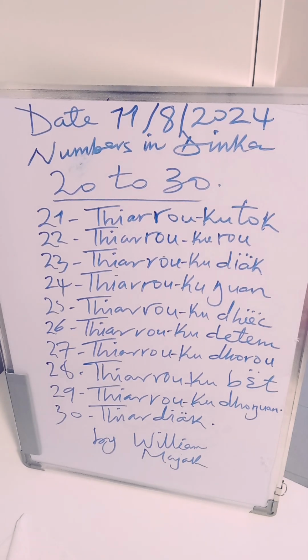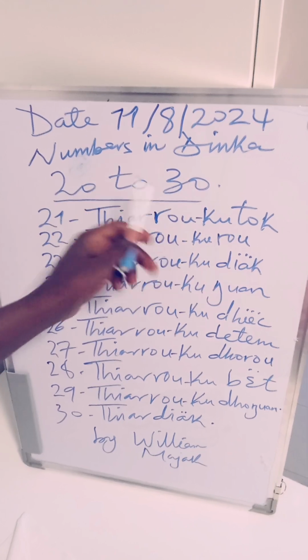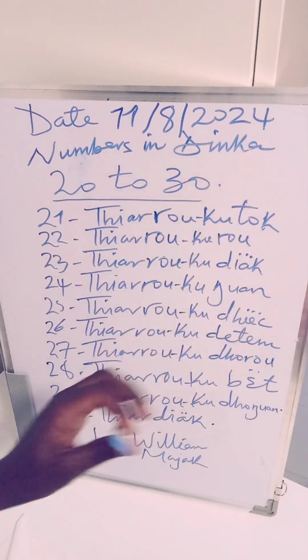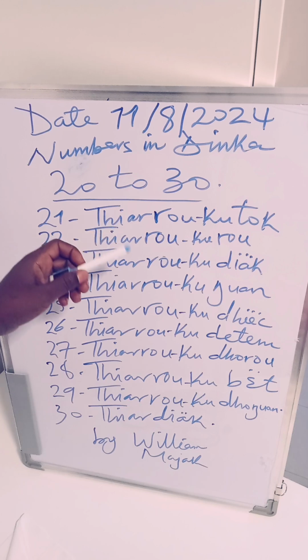This week we are only learning numbers in the Dinka language. Two days ago we learned numbers from 1 to 10. Yesterday we learned numbers from 11 to 20, and today we are going to learn from 20 to 30. So let us begin to read them from number 21 to 30. Watch the video to the end so that you can learn how to read numbers in the Dinka language.